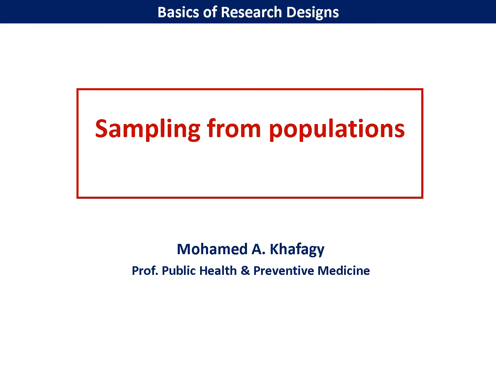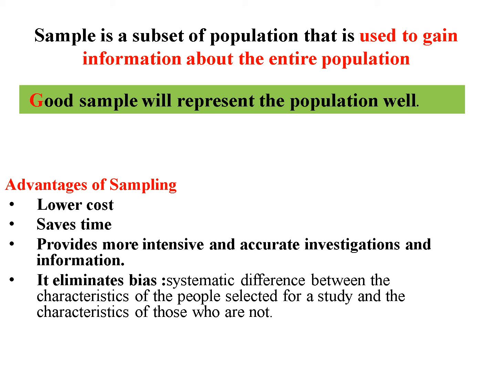The second part of our lecture will speak about sampling from a population. So in the beginning, what is meant by a sample? A sample is a subset of a population that is used to gain information about the entire population, as each investigator wants to do his research on the entire population to generalize the result. But of course it is difficult and impractical, as it takes a huge amount of money, time, and effort. So instead we do sampling, and a good sample will represent the population well.